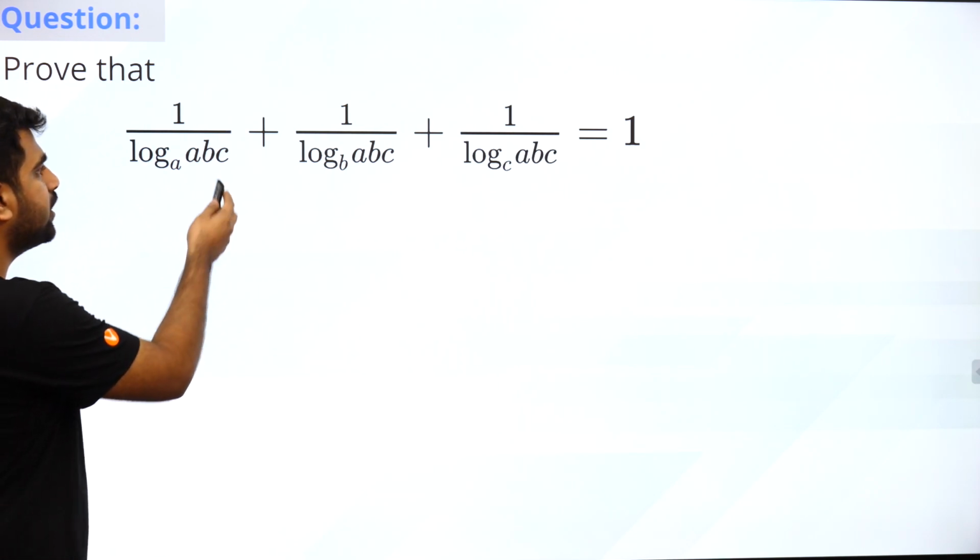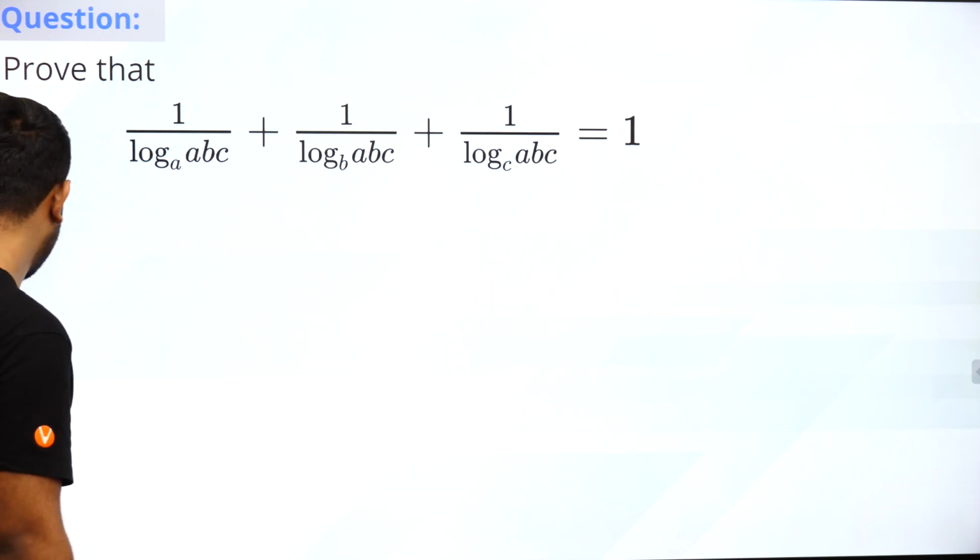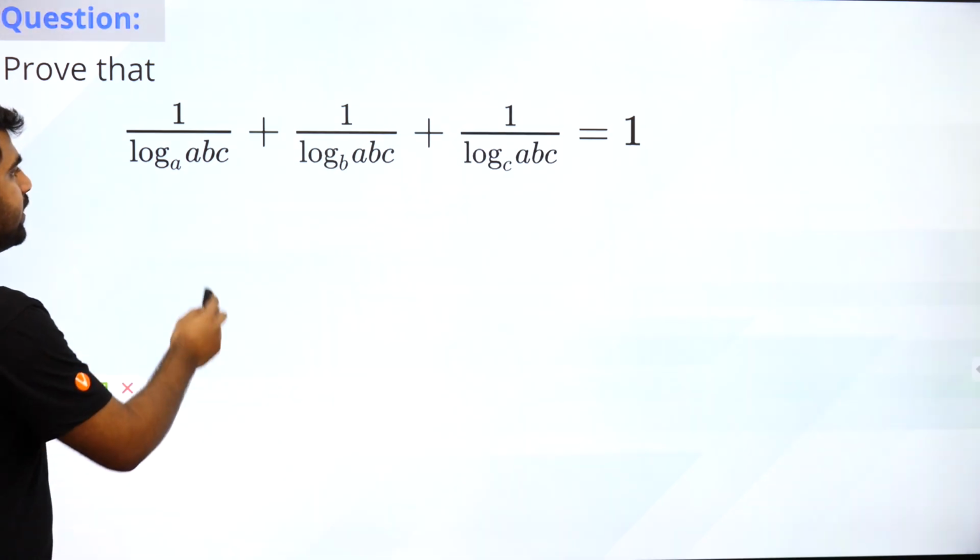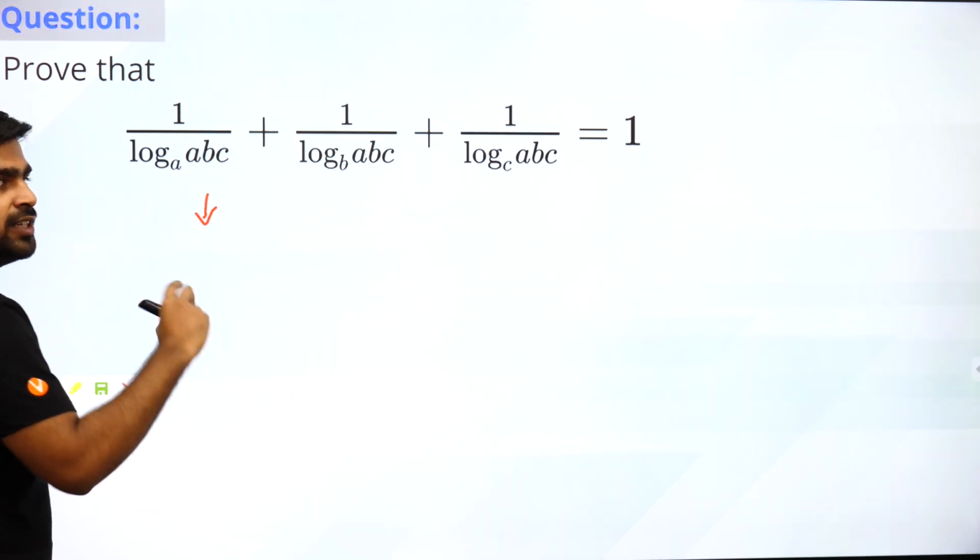Perfect. So let's do this. What is the first property I'll use? Let me take a pen. The first property I'll use is reversing them.